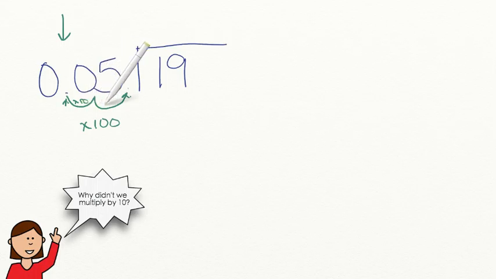But we had to move over 2 place values, which means we had to multiply times 10 twice. 10 times 10 equals 100. So that means in order to change 5 hundredths into a whole number, we have to multiply it by 100. Now remember, since we multiplied our divisor by 100, we also have to multiply our dividend by 100. That means taking our place value and moving it over 2 places.